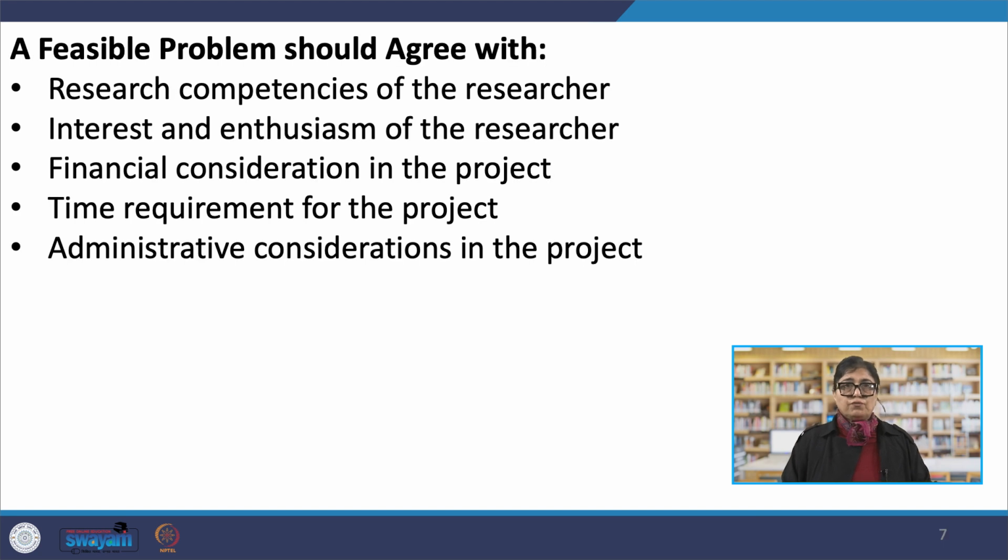And in order to be feasible, the problem should agree with the research competencies of the researcher, the interest and enthusiasm of the researcher, financial consideration of the project, time requirement for the project or research, and administrative consideration in the project.